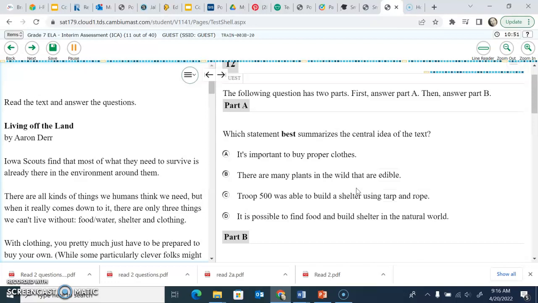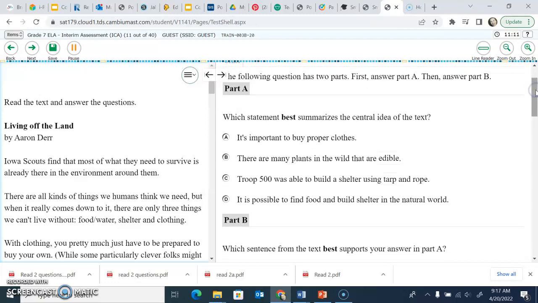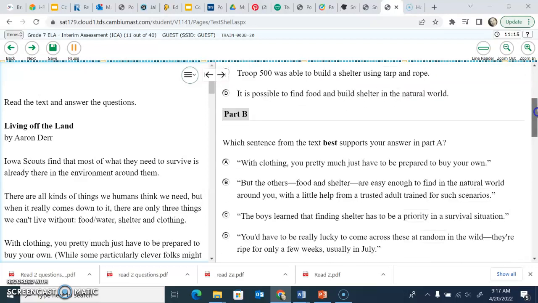So there are many plants in the wild that are edible. Could that be the main idea? Yeah, they definitely talked about that. And it is possible to find food and shelter in the natural world. So I think that it can be kind of either of those two things. So I'm going to go between those two. And what I'm going to do at this point, I'm leaning more towards B, but I'm going to go on and look at my answers now for Part B.